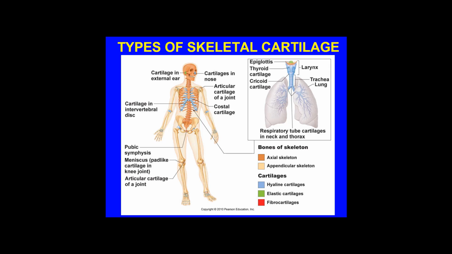Fibrocartilage is extremely tough. It's highly compressible, has great tensile strength, so it can take a lot of pressure. So where would you find that? Between the vertebrae, and that's the red that you're going to see there. Okay, you have parallel rows of chondrocytes with thick collagen fibers.